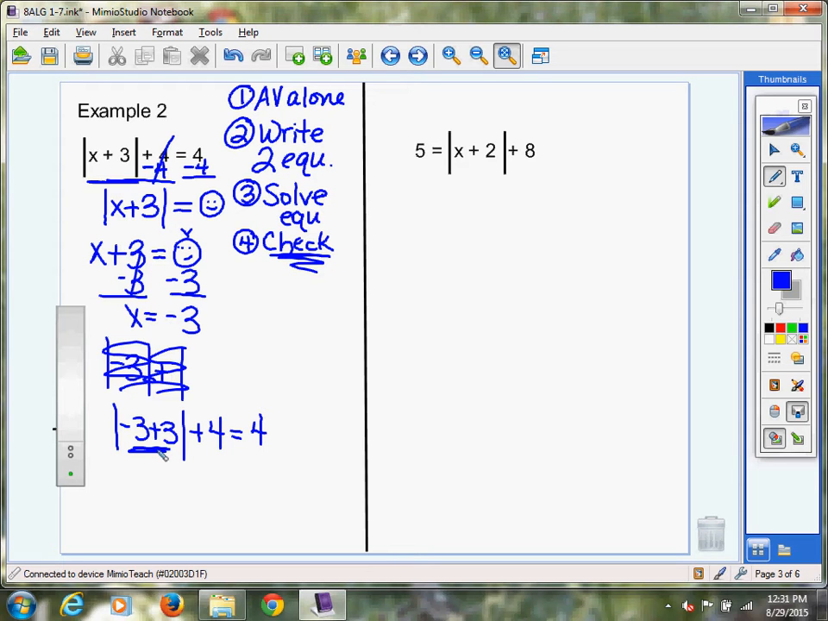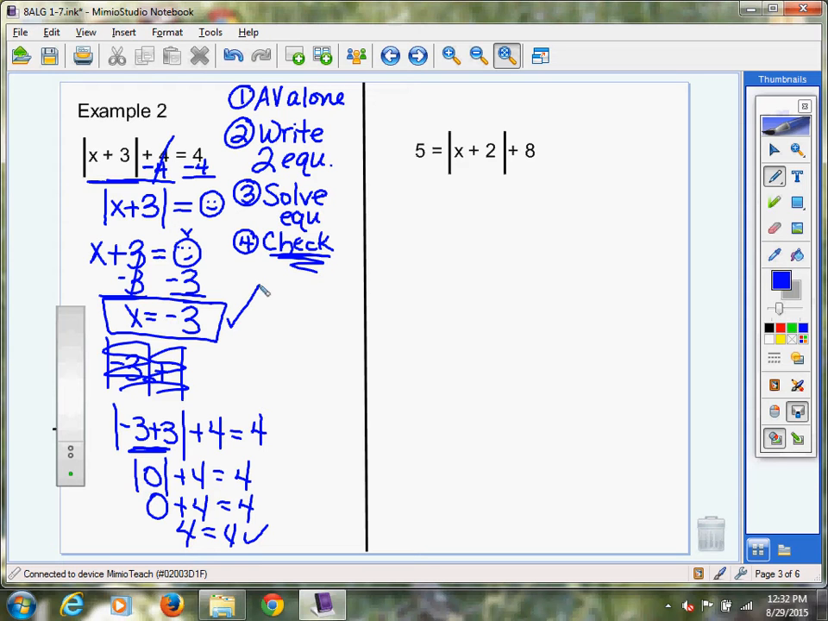So negative 3 plus 3, of course that's 0. And the absolute value of 0 is 0. And 0 plus 4 is 4. And it checks out. So I know for a fact that that is the answer. And I checked it. So I put a check mark when I know I checked it. So there you go. That's what you would present as your answer.